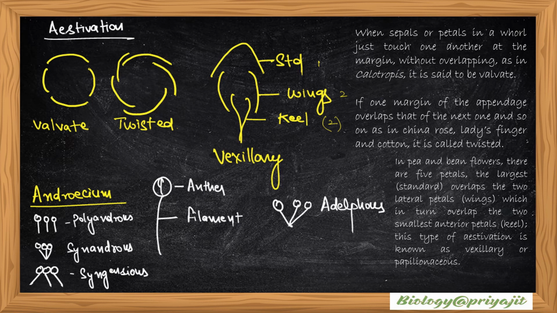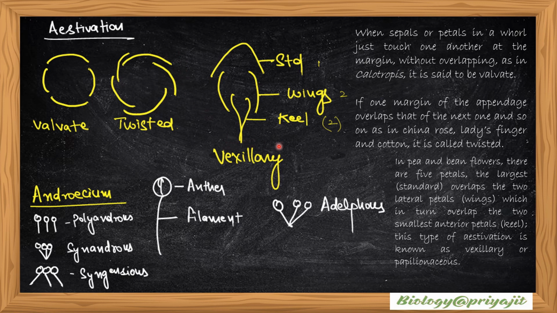Now we will go for aestivation. The mode of arrangement of sepals or petals in a floral bud with respect to the other members of the same whorl is known as aestivation. When sepals or petals in a whorl just touch one another at the margin without overlapping, it is called valvate aestivation. If one margin of the appendage overlaps that of the next one, and so on, as in China rose, lady's finger, and cotton, it is called twisted aestivation.